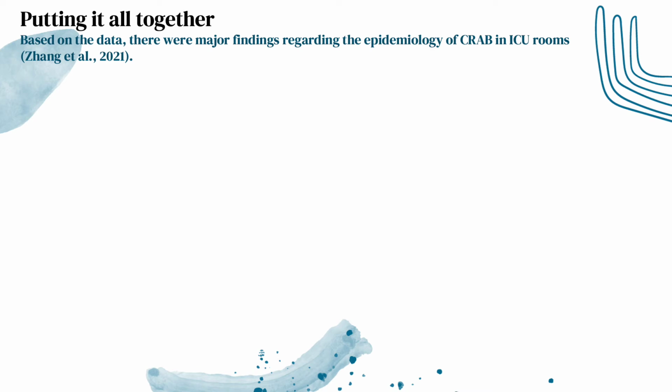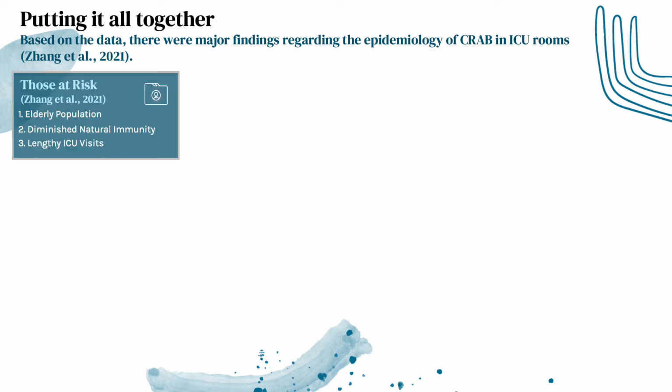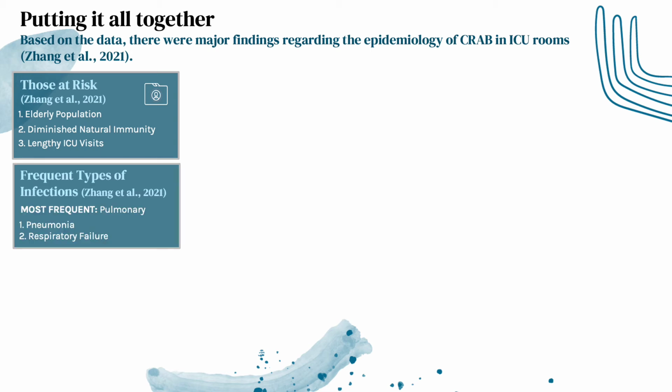The data actually suggests that those who are elderly, have a diminished immune system, or are in the ICU for a long amount of time have a heightened risk for developing disease. So CRAB can cause a wide variety of nosocomial infections. However, the most common seen in this study affected the pulmonary system, where patients experienced pneumonia and respiratory failure.